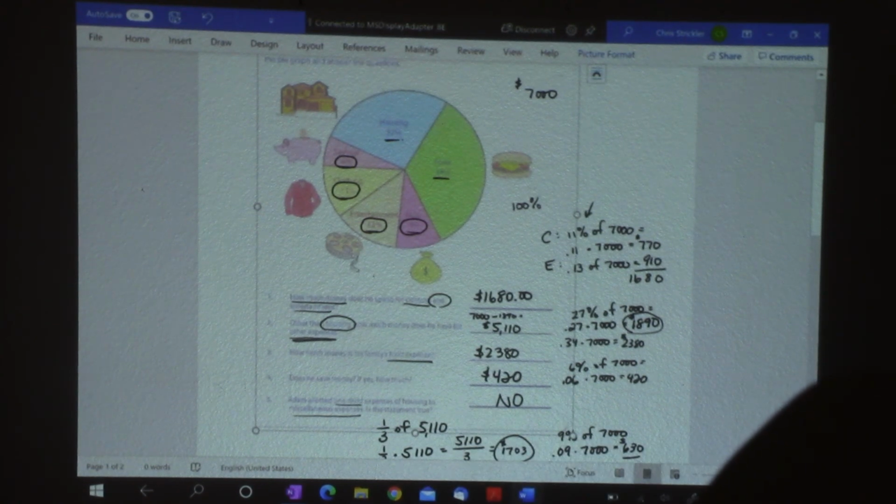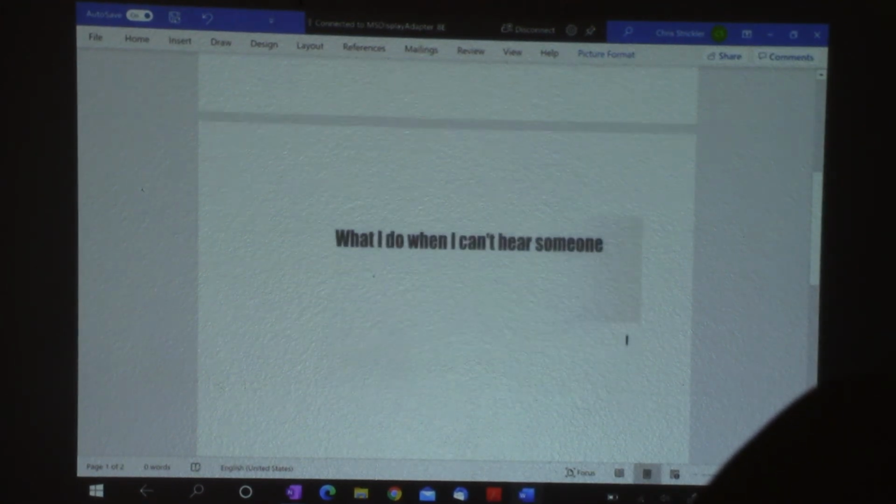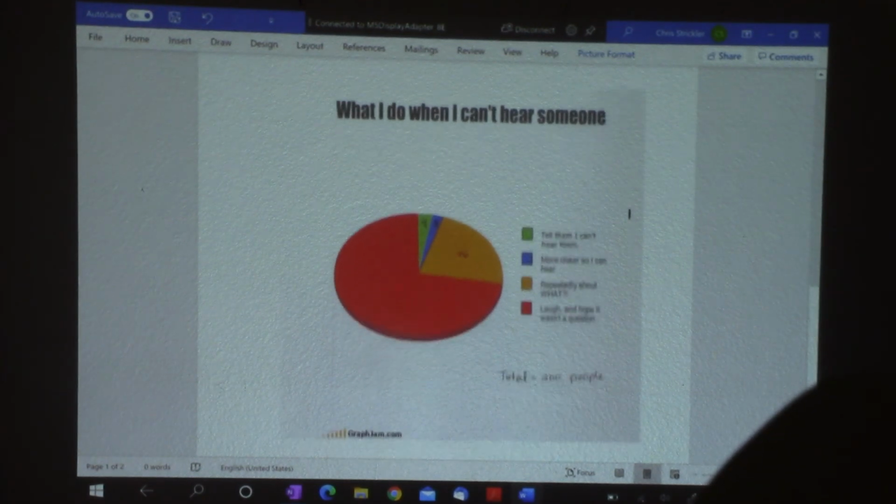So now we're going to do the second worksheet, and that is right here.